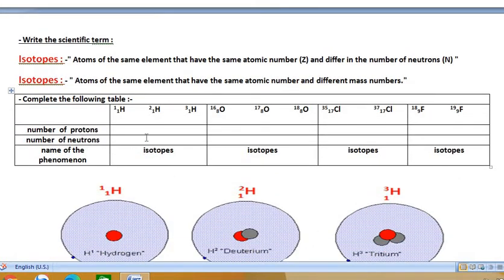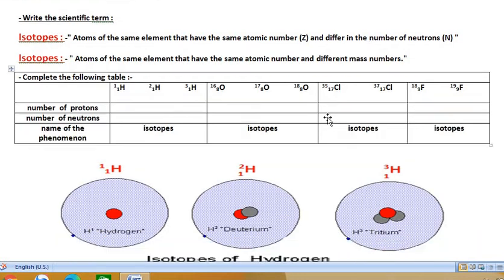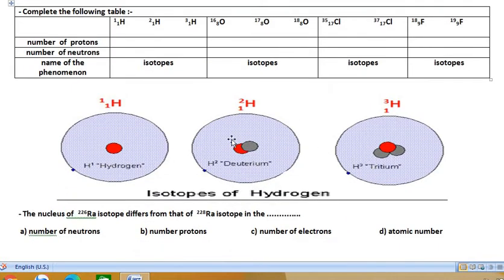There is also a term called isotopes. Isotopes are atoms of the same element that have the same number of protons, or the same atomic number, and a different number of neutrons, so they have different mass numbers. For example, hydrogen isotopes H-1, H-2, H-3. The three atoms are isotopes of hydrogen.